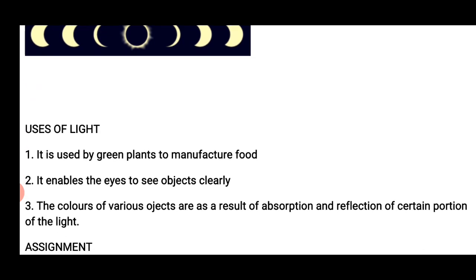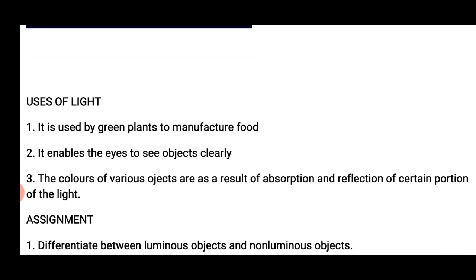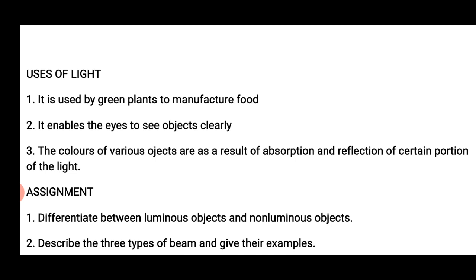Uses of light. Light is used by green plants to manufacture food. You all know about photosynthesis. That is the process by which green plants manufacture their food, the carbohydrates. So it is the major source of energy for the whole universe, and it starts from photosynthesis. It is this energy that is produced by the plants and stored in them that is passed to the animals, from the primary consumers to secondary consumers to tertiary consumers, and it goes on like that.